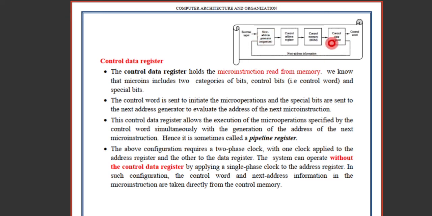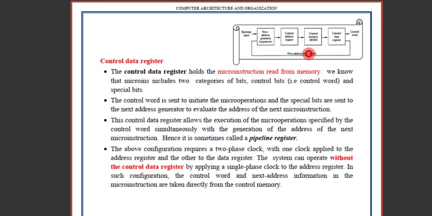This control data register allows the execution of the micro operations specified by the control word simultaneously with the generation of the address of the next micro instruction. Hence, this control data register is sometimes called a pipeline register. The above configuration requires a two-phase clock with one clock applied to the control address register and the other applied to the data register.